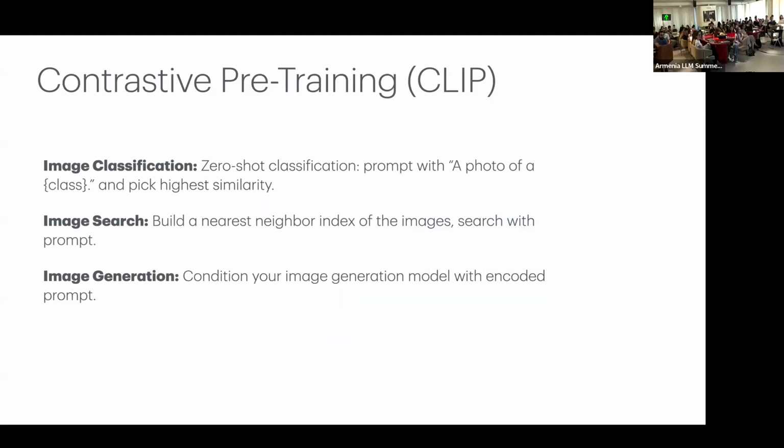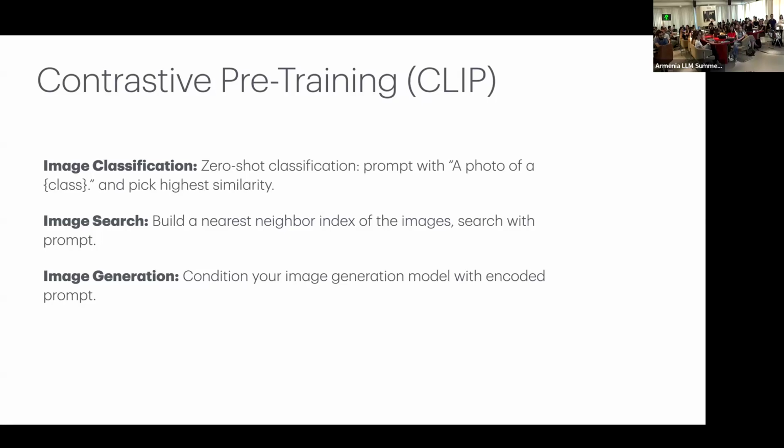And so if you do this, you can start doing image classification, of course, in a little bit of a hacky way, but you can embed your image and then you can embed a ton of text like, a photo of a cat, a photo of a dog, a photo of a giraffe. And then you can just pick the highest similarity. So if you have a very fixed image classification task, you can very easily get CLIP to work. And from there, it turns out that the semantic embeddings that you get, you can start building image search by just building a nearest neighbor index of the images. And you can search with text by just embedding the prompt of the text and then looking for the highest similarity objects in this nearest neighbor index.